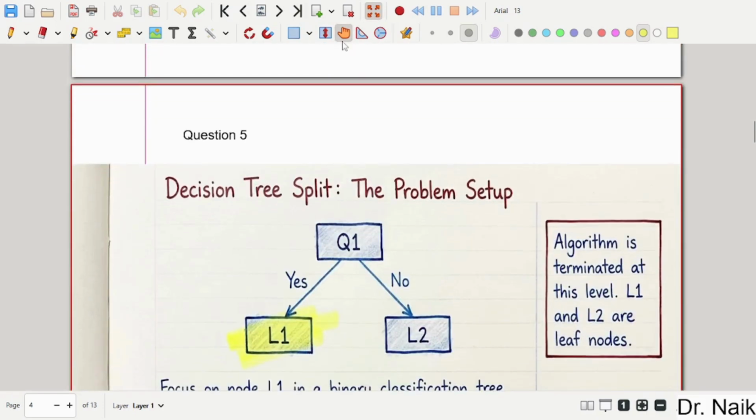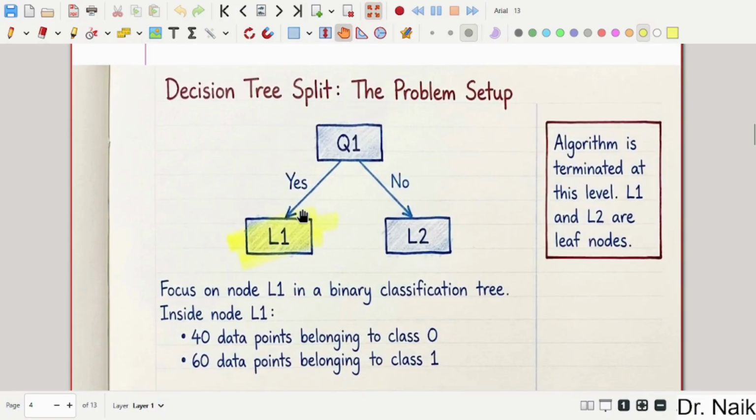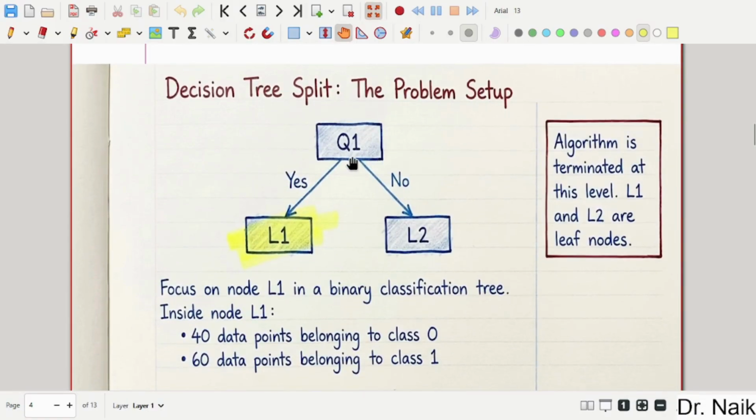Let us see another question based on a decision tree. Similarly, question 1 is split into L1 and L2 nodes. If the answer is yes, we will go to L1, and if the answer is no, we will go to L2. And the algorithm terminates at this level. Therefore, L1 and L2 are leaf nodes.